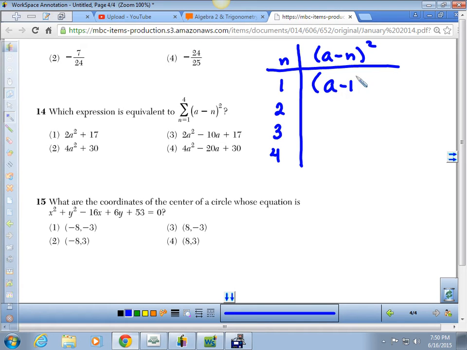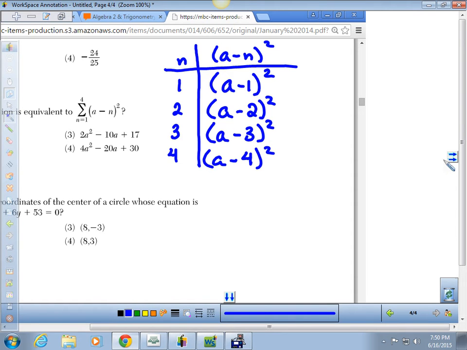A minus 1 squared. A minus 2 squared. A minus 3 squared. A minus 4 squared. Okay. How do we square something? Okay, so a minus 1 times a minus 1, how do we multiply binomials? We FOIL it out.